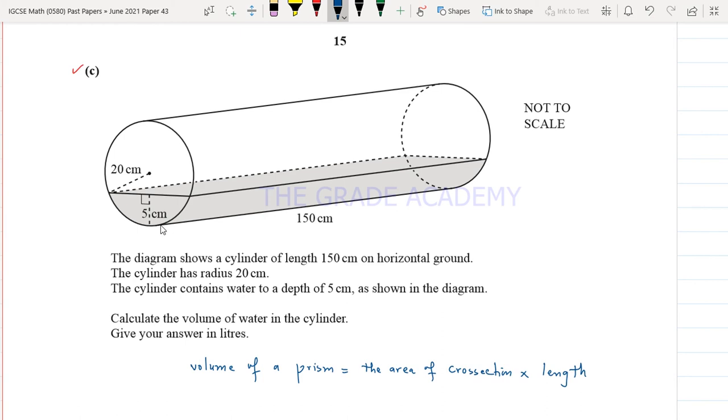Here the length of this prism is 150 centimeters and its cross section is basically this shape that I am sharing right now. So this shape is the cross section of our prism. First of all, we have to find this area that I have marked green, and then we will multiply it by 150 to find the volume of water. So let us first find this green area. Let me draw it separately in a separate diagram so that we can easily understand how we are going to find this area.